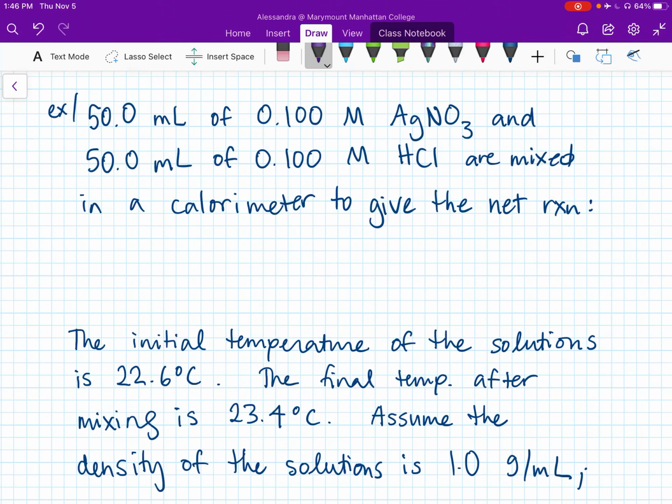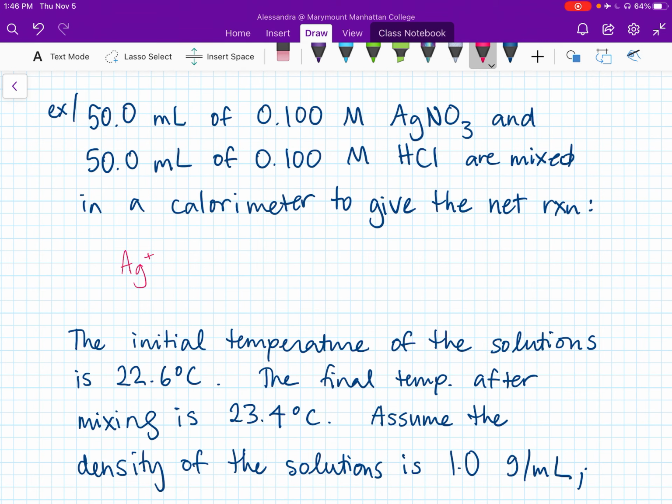Let's do another calorimetry example. In this example, 50 milliliters of 0.100 molar silver nitrate and 50 milliliters of 0.100 molar HCl are mixed. They're mixed in a calorimeter, and the following net reaction results.